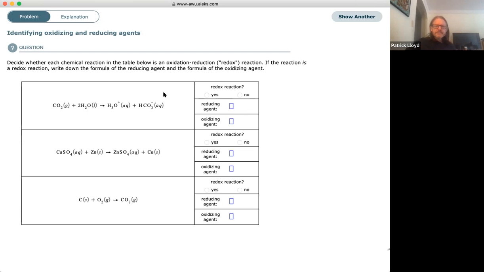So these are two agents here, carbon dioxide and water. If this is a redox reaction, one of them is the oxidizing agent, the other one's the reducing agent. But how do we tell? Now that's an interesting thing. What is a little tricky here is that you have to assign oxidation numbers like we talked about. So I'm going to go through this first one here and show you.